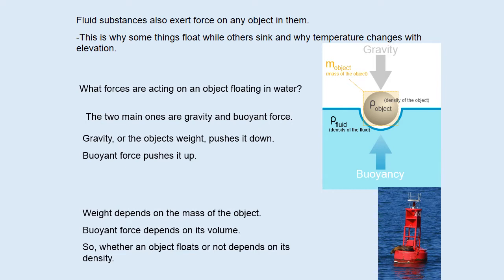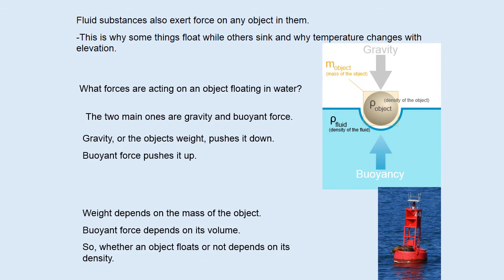It can do this because the forces that affect floating and sinking in fluids depend on the two properties that make up density, namely mass and volume. The two main forces acting on an object floating in water are gravity and buoyant force. Gravity, or the object's weight, pushes it down. The strength of gravity depends on the mass of the object, so the more mass an object has, the stronger the sinking force will be.